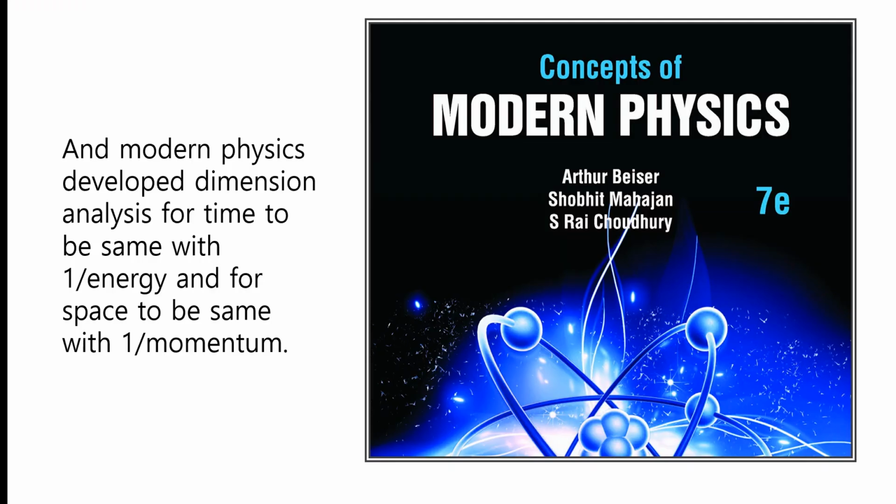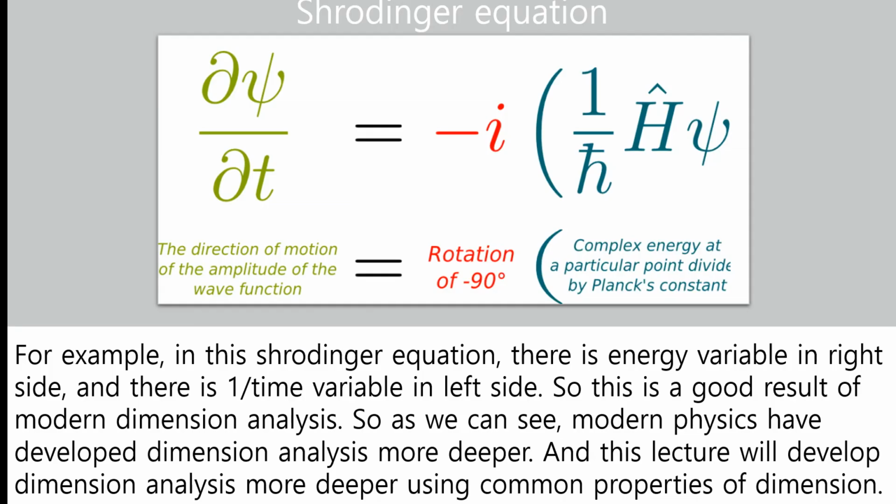And modern physics developed dimension analysis for time to be the same as 1 per energy and for space to be the same as 1 per momentum. For example, in this Schrödinger equation, there's an energy variable in the right side and there's a 1 per time variable in the left side. So this is a good result of modern dimension analysis. As we can see, modern physics has developed dimension analysis deeper, and this lecture will develop dimension analysis even deeper using common properties of dimension.